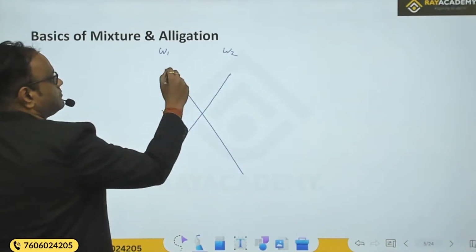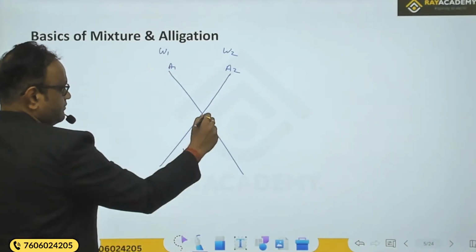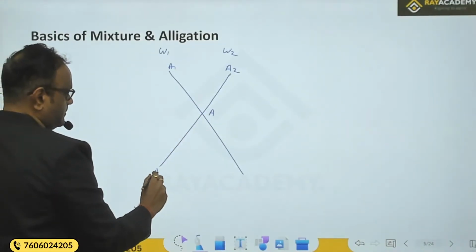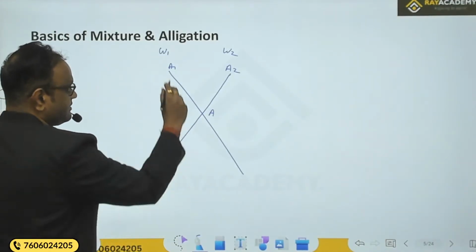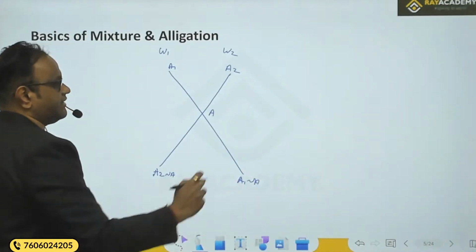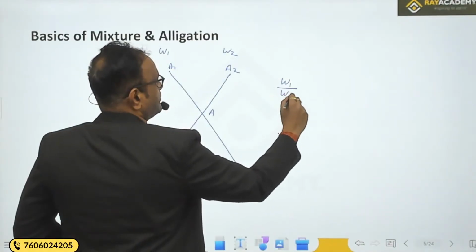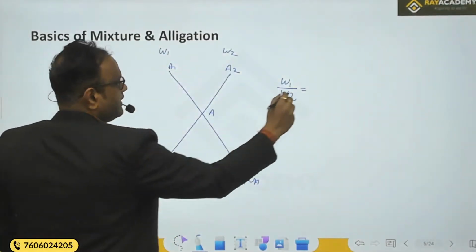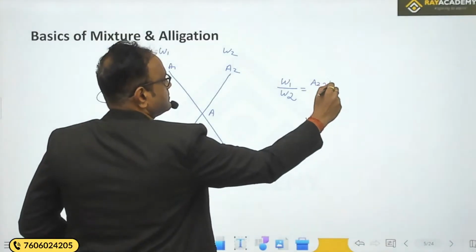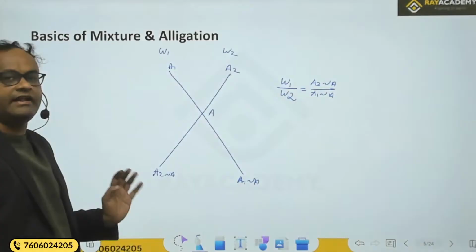W1, W2, A1, A2, and here we are writing A2 error difference along this line, A1 error difference. W1 by W2 will be A2 error difference divided by A1 error difference. Okay, this is the alligation method.